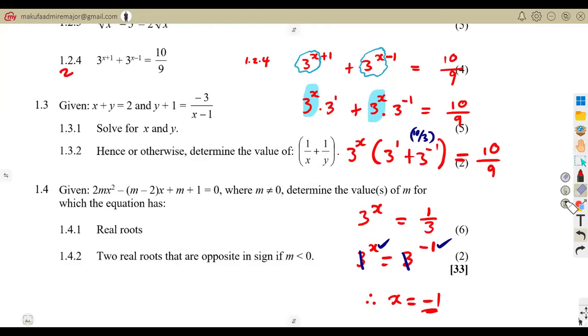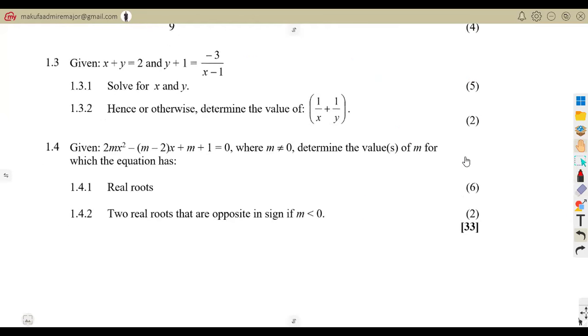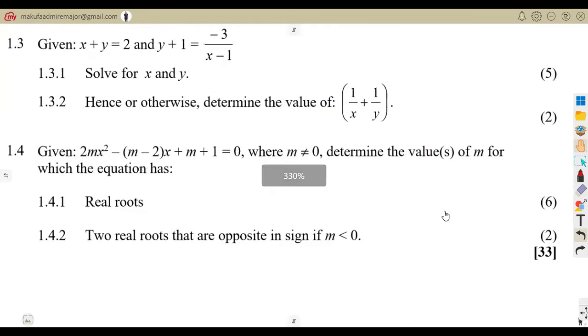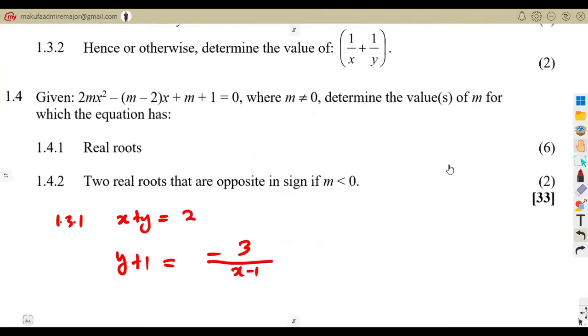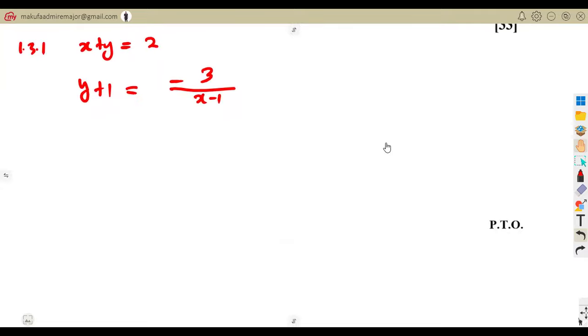All right, let's consider another question on question number 1.3. Given that x plus y is 2, that's an equation that you are given there. X plus y is equal to 2. Solve for x and y. Another equation, y plus 1 is equal to -3 over x minus 1. So you're given two equations and you're asked to solve for x and y simultaneously.